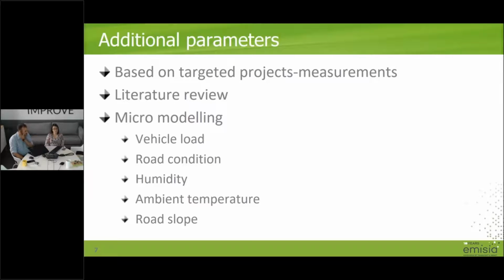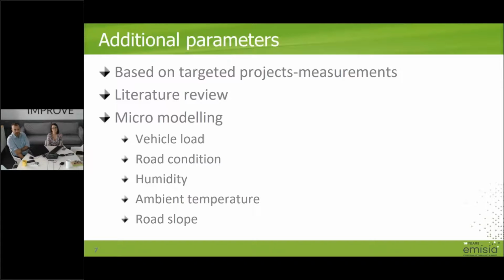Now, there are, of course, some additional parameters that you can take into consideration to make your calculations a bit more targeted. What you can do is you can do specific projects that can quantify the effect of the inspection and the maintenance of a vehicle. So if I maintain my vehicle, do I improve my emissions? Does this have an effect on my energy consumption? So there are targeted studies that show that.